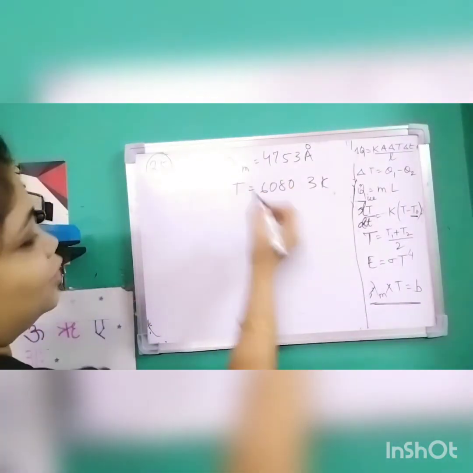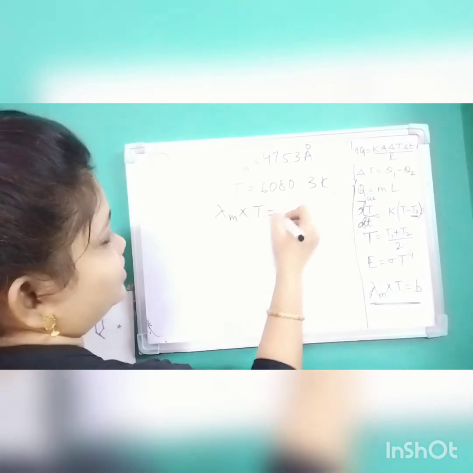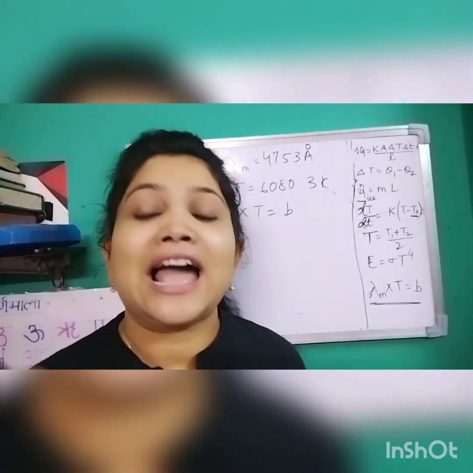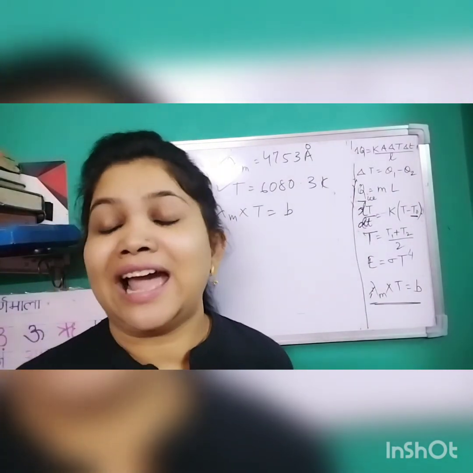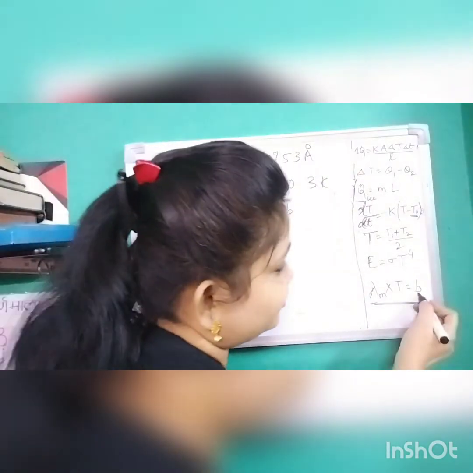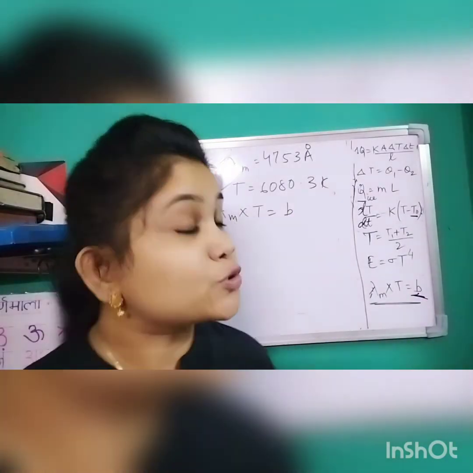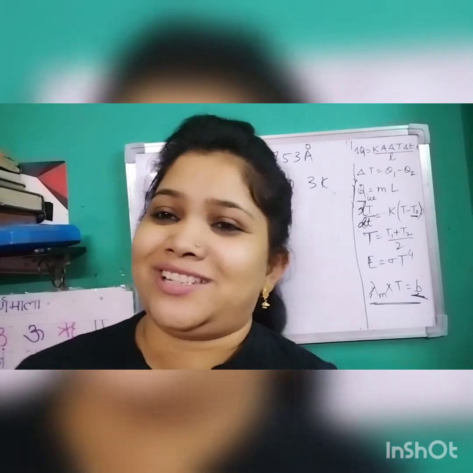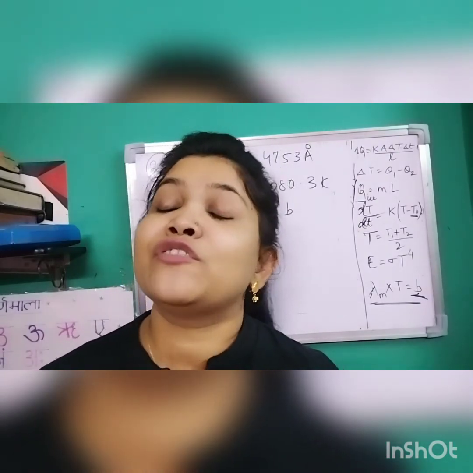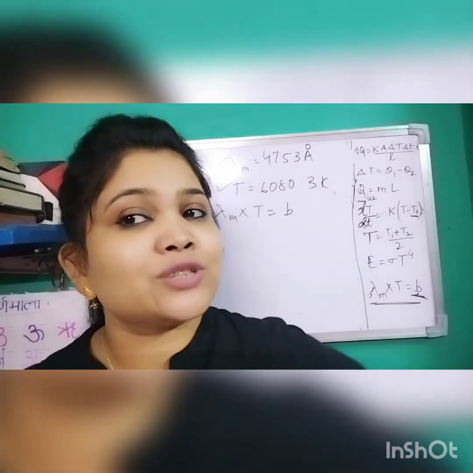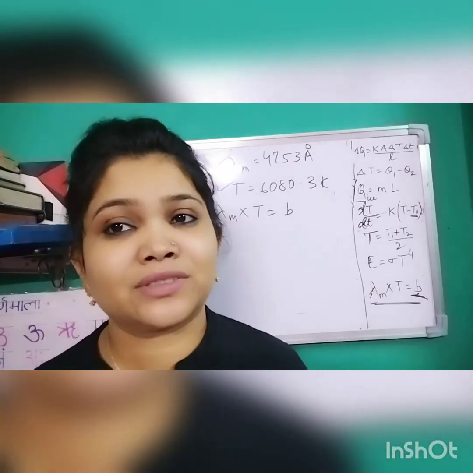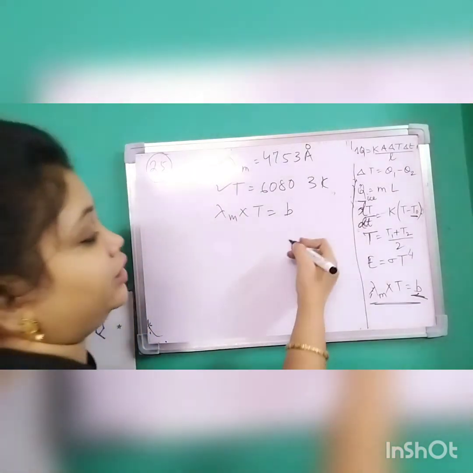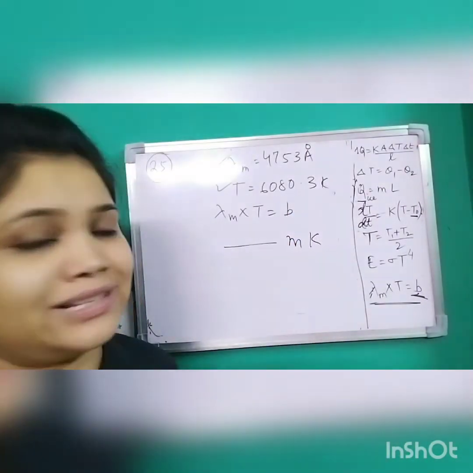Very easy sum. So what is the formula? Lambda m into T is equal to B. You know the value of lambda m, you know the value of T, just find out B. You will get a value which I had told you in the class, and it's a constant value, Wien's constant. This sum is basically a proof of how to get Wien's constant. Just solve it and get the answer. Its unit is meter Kelvin.